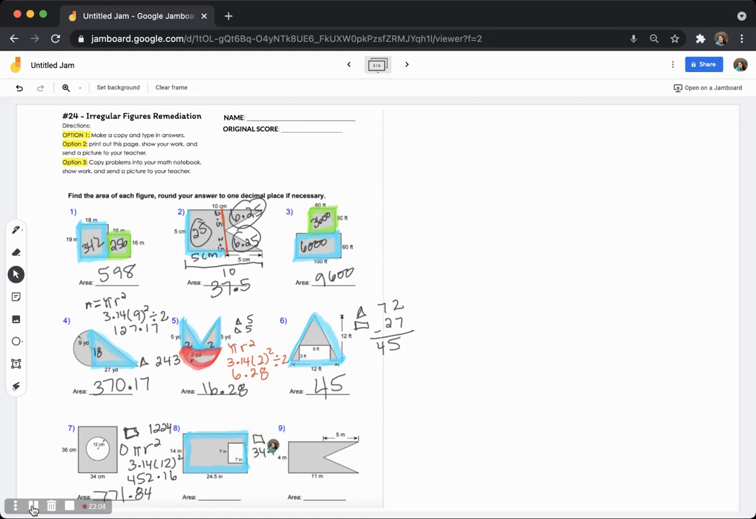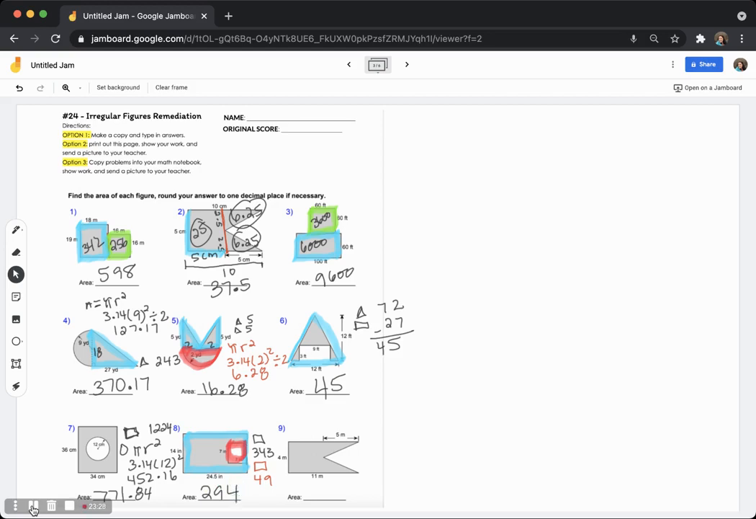And then I find the area of that square inside. And that's a 7 by 7. So that's going to give us an area of 49. And then I would subtract the 2. And that would give us a total area of 294.